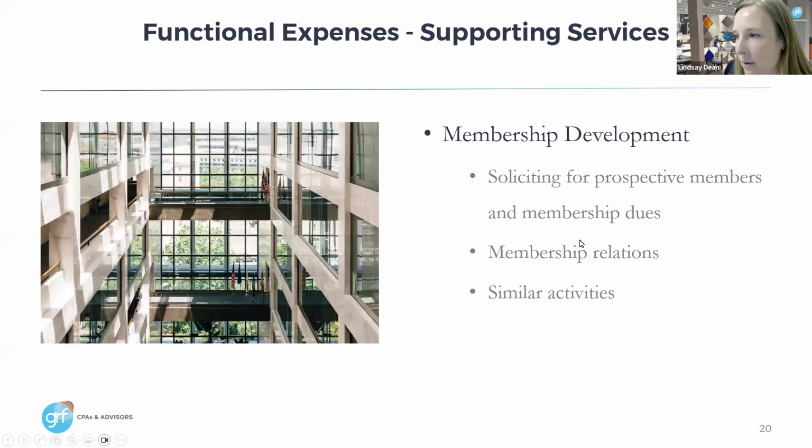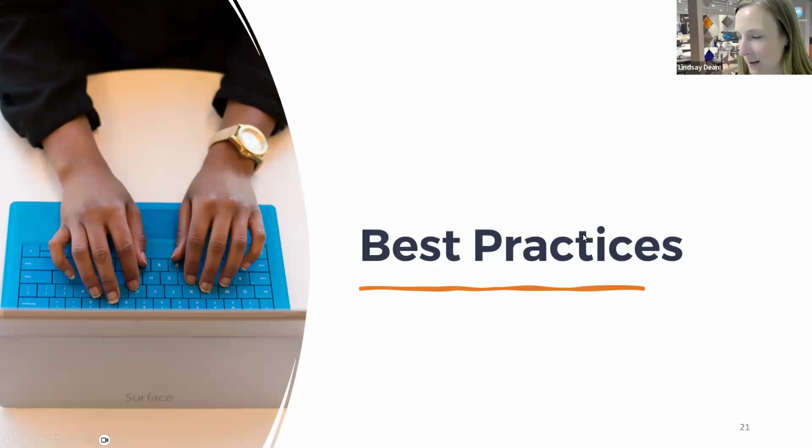And then finally, you have membership development, which is the other typical supporting service that we see. And this is going to involve soliciting for prospective members and membership dues, membership relations, and any other similar activities. So now that we have a general idea of functional expenses and the categories, I'm going to pass it on to Kim to go over some best practices.